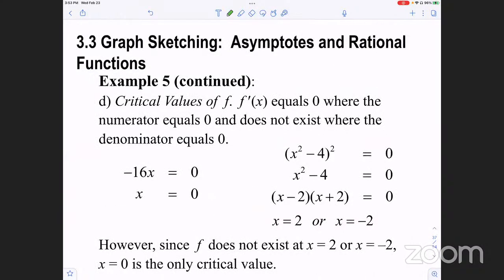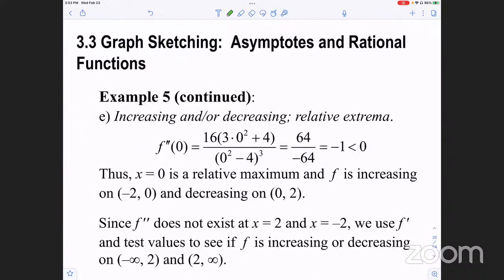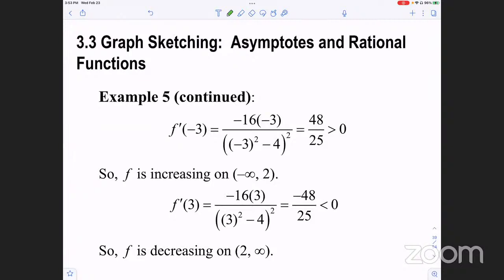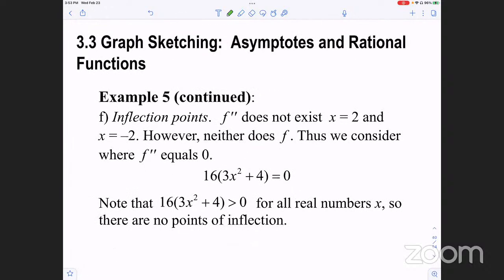Critical values, so we should have just called that suggestion critical values. I think we got plus or minus 2. Since F does not exist at plus or minus 2, X equals 0 is the only critical value. We got that same thing. And then they did increasing or decreasing in extrema, right? And so they used the second derivative, right? Okay, so we did all that.